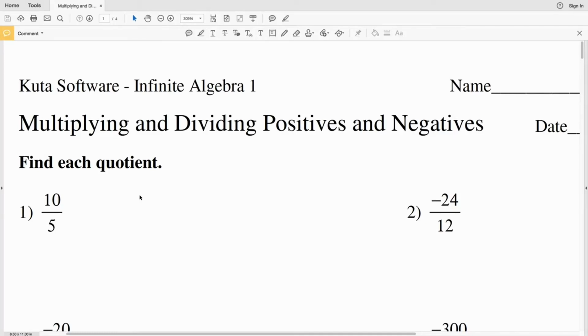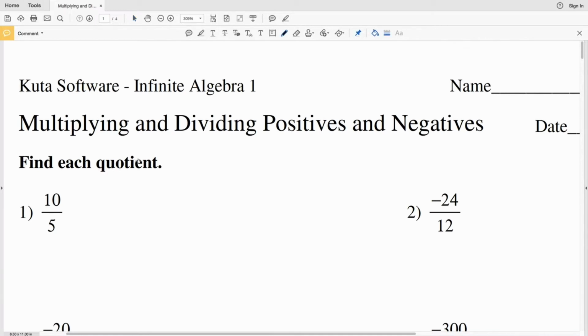In this video, we're going to do the Kuta Software free worksheet under Infinite Algebra 1, multiplying and dividing positives and negatives. On the site, I believe it's under multiplying and dividing rational numbers. In this video, we're going to do all the division. So under find the quotient, we're going to do numbers 1 through 20. And then in the next video, we'll do find each product, and that'll be numbers 21 through 36.